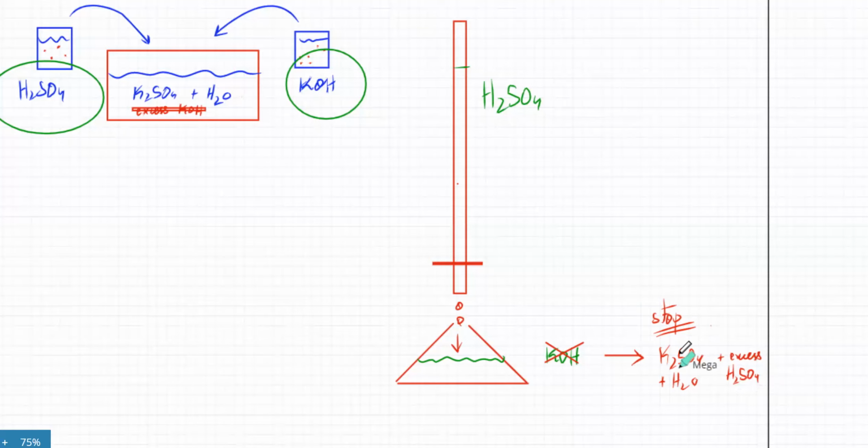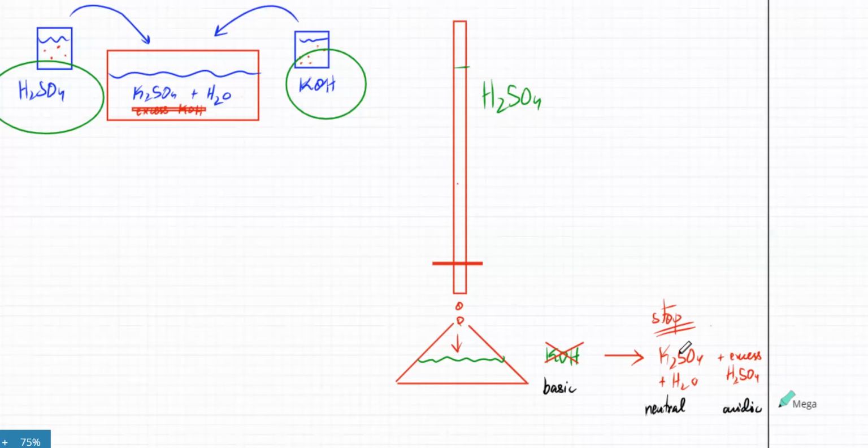The way you figure that out is that initially the solution was basic because it had KOH in it. Then at a certain point, all the KOH got neutralized, it reacted, and it ended up producing salt. So the solution became neutral because it's got salt in it. But if you did not stop the tap and you continue to pour in H2SO4 into the flask, the solution would eventually turn acidic because there's extra H2SO4 added to it.